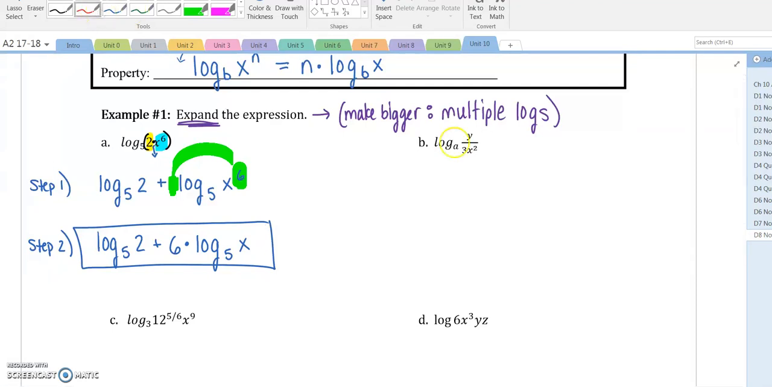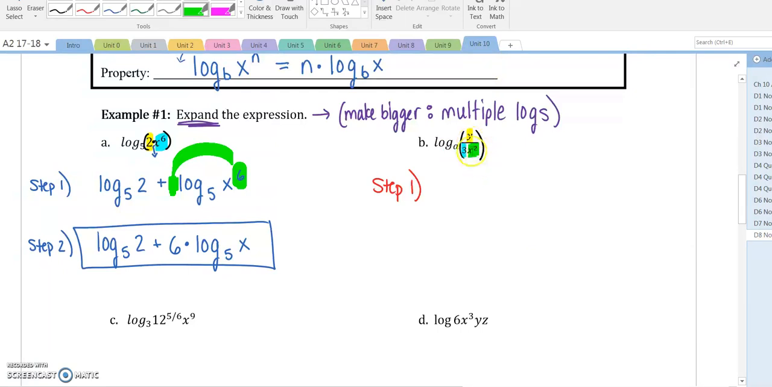Alright, let's try it again. So in letter B, same idea. Step 1 is going to be to figure out how many logs I need. So I'm going to look at what's inside my log, so that's what I just put in parentheses. There's a y on top, there's a 3, and then there's an x squared.